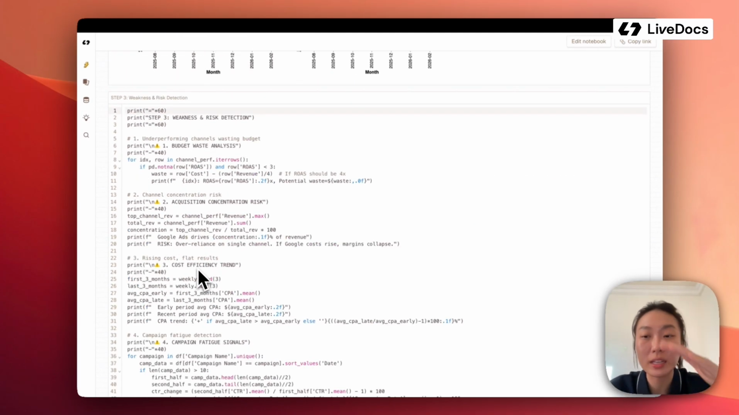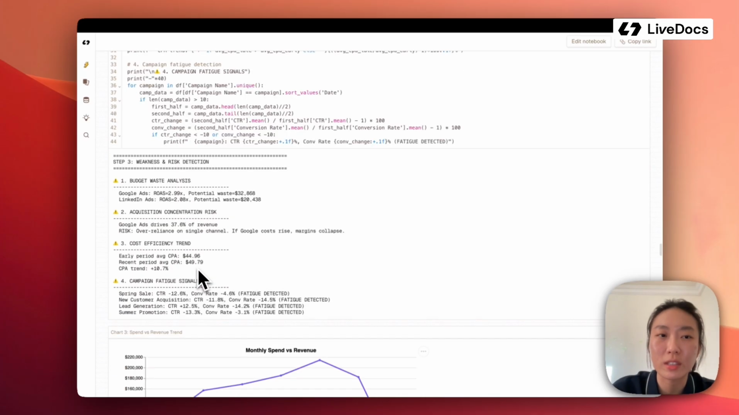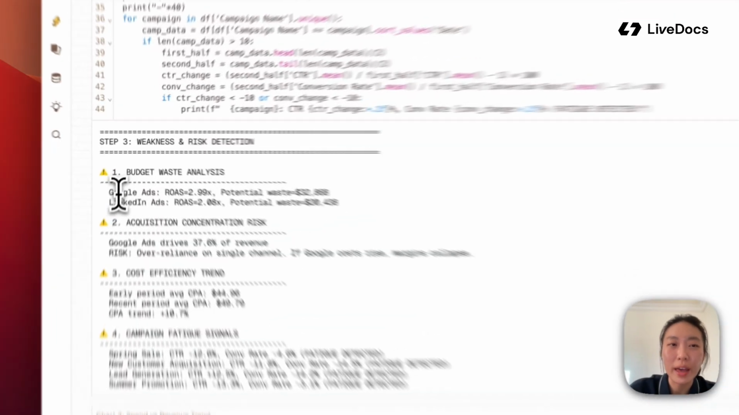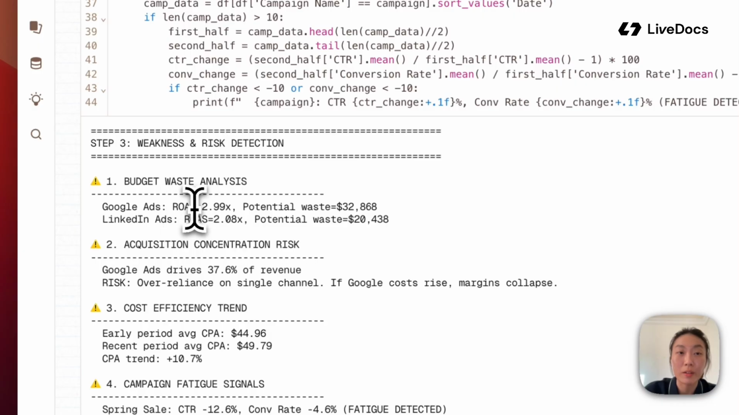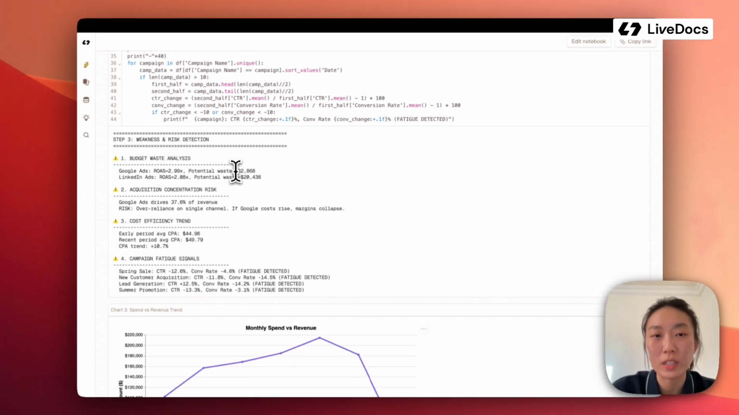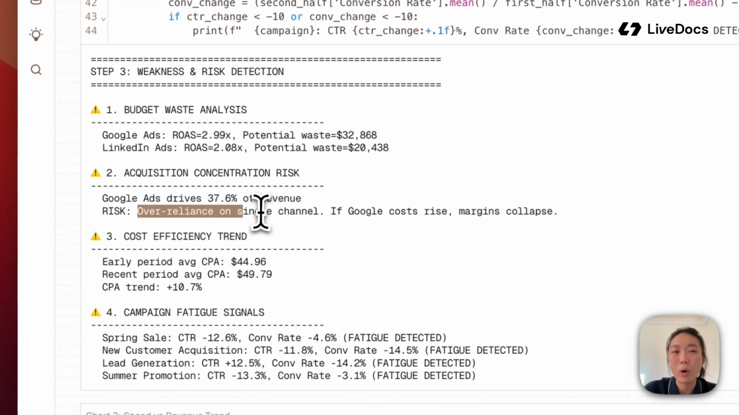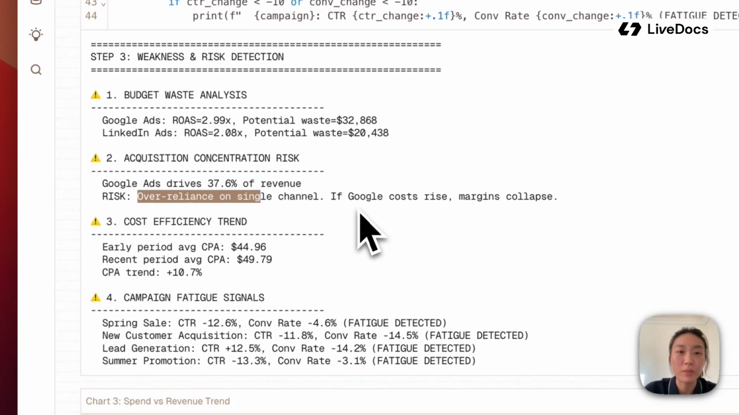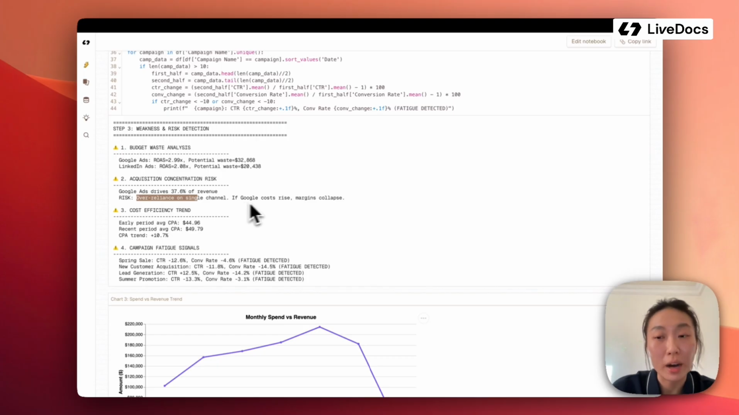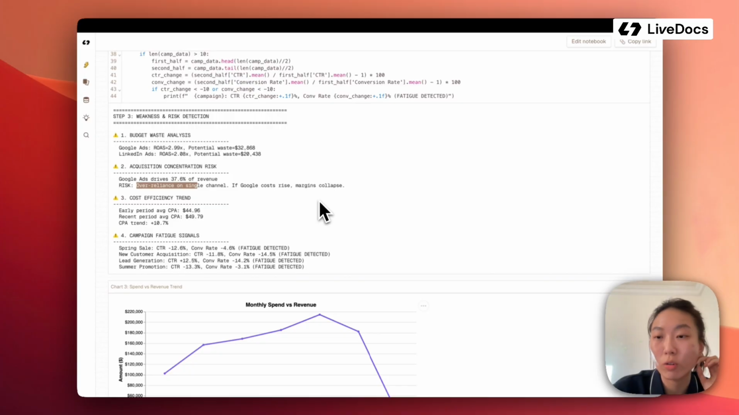And from all of the analysis that we have done, the Livedocs agent suggested budget waste: Google Ads return on ad spend is about 2.99, and we have potentially wasted about $32,000 on this. For LinkedIn ads, we have wasted about 20,000. Google Ads drives 37.6% of revenue, and the risk of that is we are over-reliant on a single channel. If Google costs rise, our margin will collapse and the cost will increase. So that's another thing we have to be cautious of.